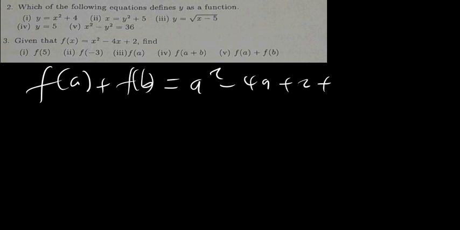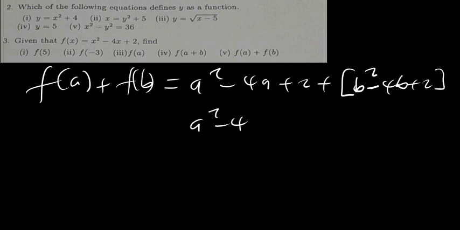Initially here there is plus, that's why I'm not going to put any brackets, because plus will not affect anything. But in a case where there is minus here, you put a bracket. Then you say b squared. Okay? Then minus 4b plus 2. Like that.